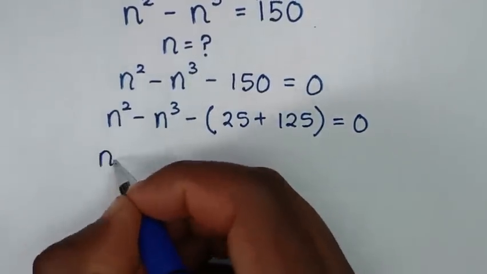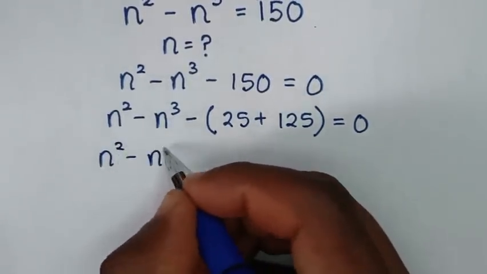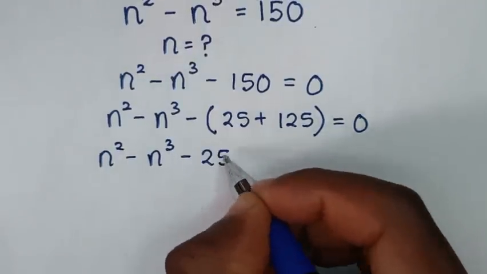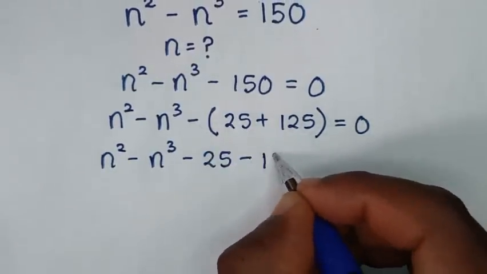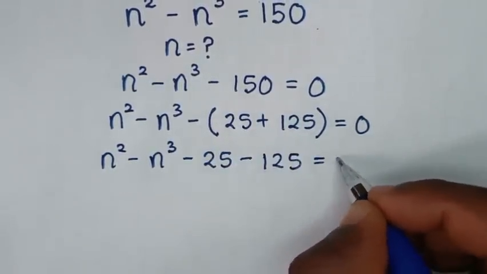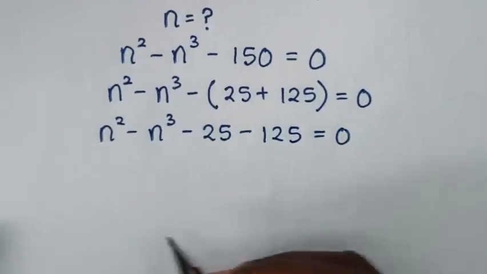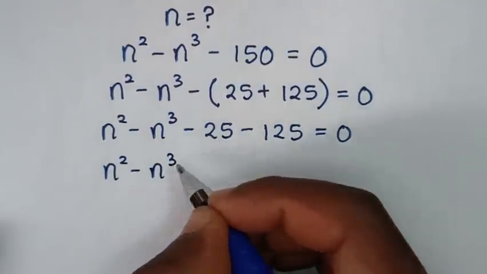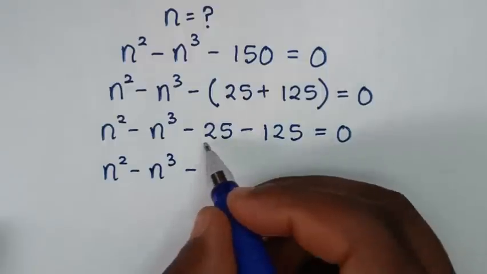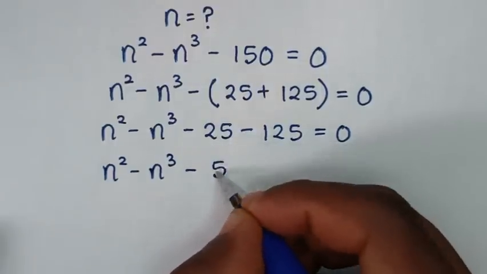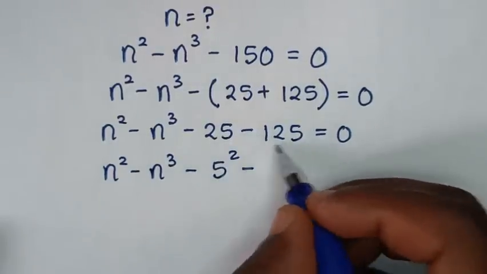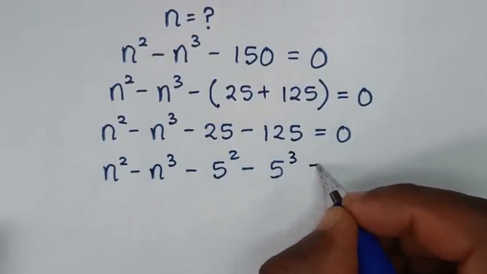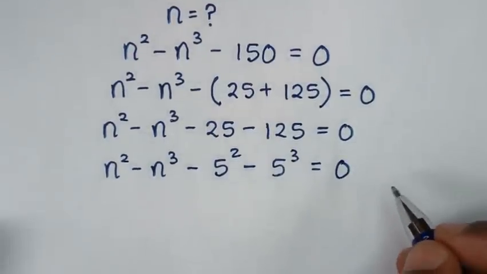Then it will be n^2 minus n^3. We take negative inside the bracket, so it will be minus 25. Here it will be minus 125 is equal to 0. Then it will be n^2 minus n^3 minus 25 into exponent, it is 5 square, minus 125 into exponent, it is 5^3 is equal to 0.